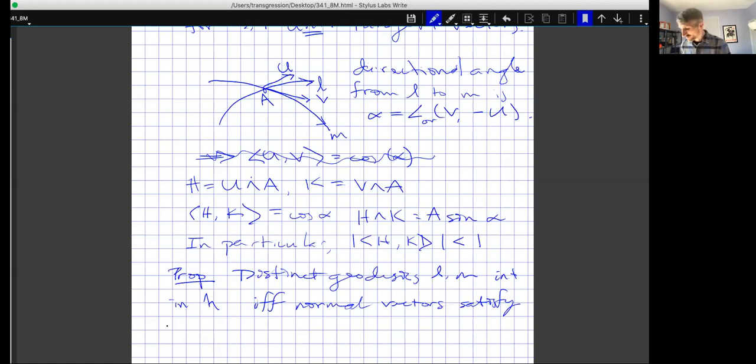If and only if their normal vectors satisfy that their inner product is less than 1 in magnitude. So this is nice. We have this very effective test for whether these geodesics are going to cross. I mean, maybe we can do that visually, but if they're given to us in a more abstract way, we'll care about a test like this.